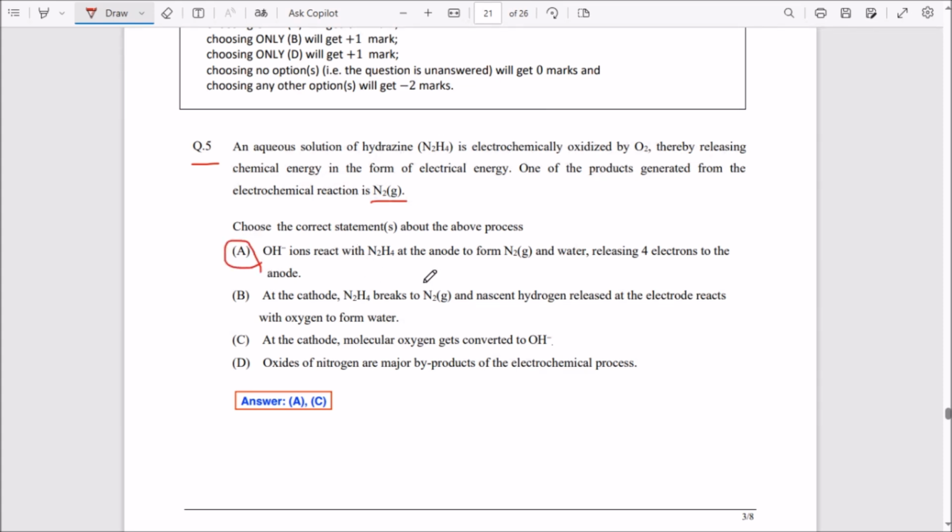Hydroxide ions react with hydrazine at the anode to form nitrogen gas and water, releasing 4 electrons to the anode. At the same time, at the cathode, molecular oxygen gets converted to hydroxide ions. So option A and C are correct options, students.